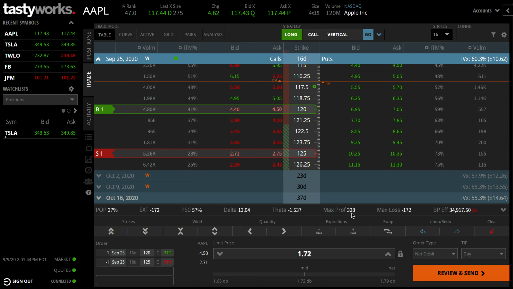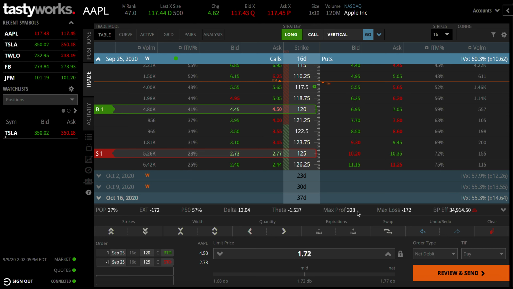Your max profit is 328. Max profit is the width of the spread, so width basically means taking the difference of the strikes, here 5. Five times 100 is 500, minus whatever the cost. In this case, I'm going to log this price, which is 172. So 500 minus 172 is 328.